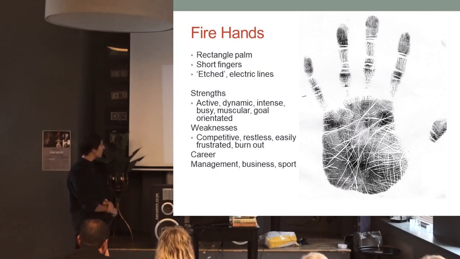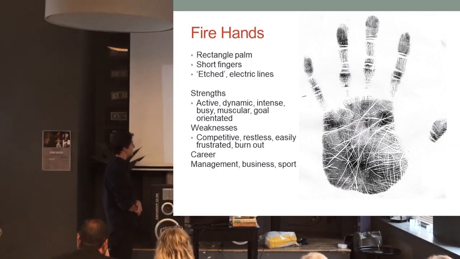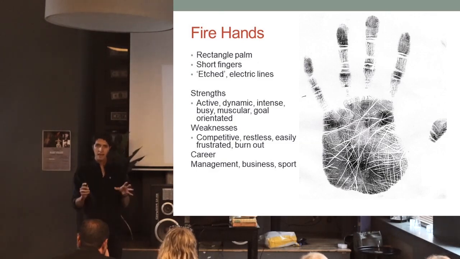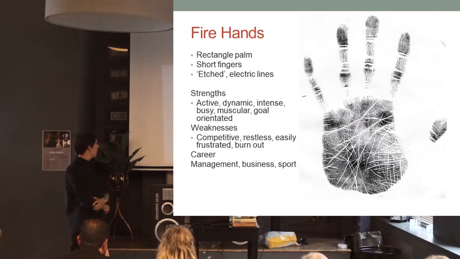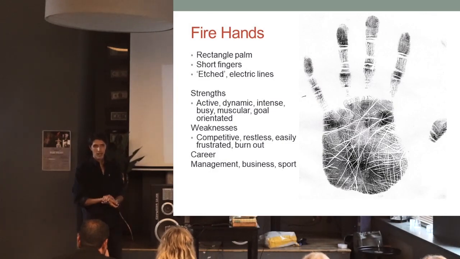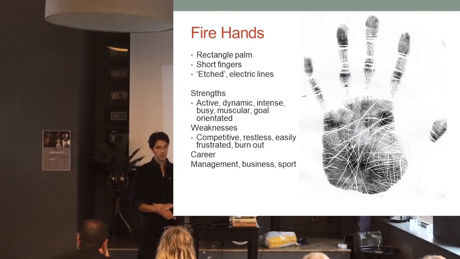Their weaknesses is that they are going to be more competitive, but of course that could be positive if you put it in a business sense. They can be very restless, easily frustrated, and they can burn out. That's a key thing for a fire hand, so that's something I want to establish. Have they got ways of winding down? Careers, they love working in business, they're very often sportsmen, they make great managers, very good in PR, anything to do with networking, and anything that's about getting a project up and off the ground, they're fantastic with.